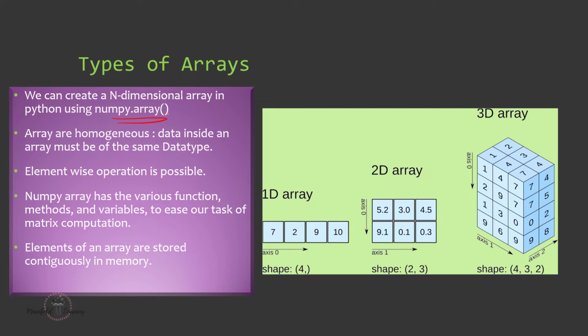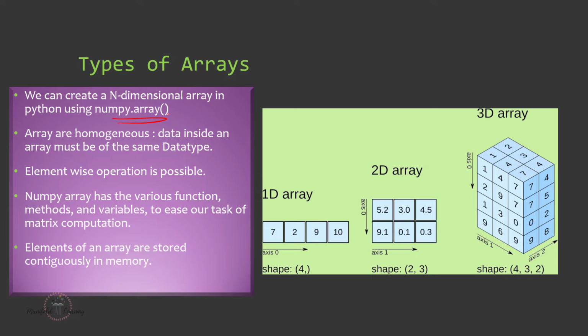Now, as I mentioned already, guys, when I'm creating an array, this array can contain values belonging to the same data type. I cannot have a NumPy array which is composed of multiple data types. I can create an array which contains a single data type.